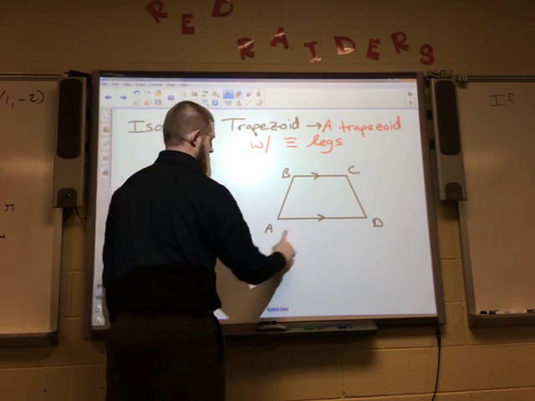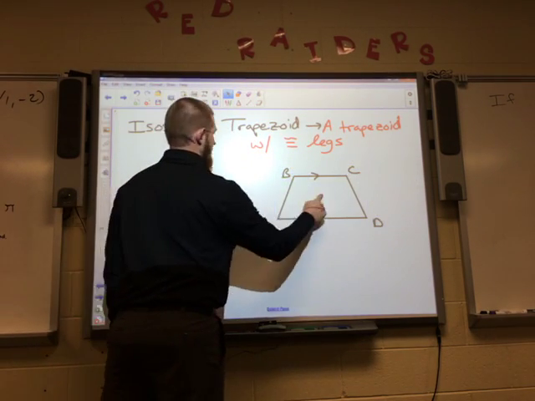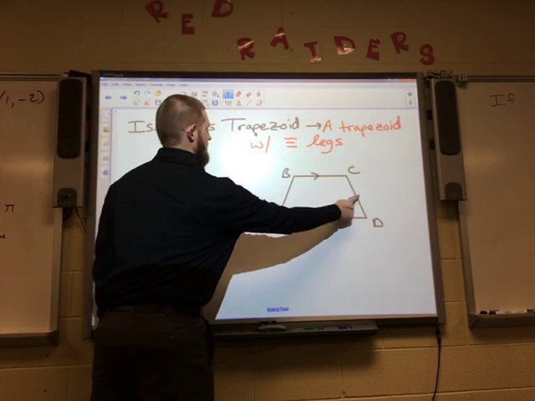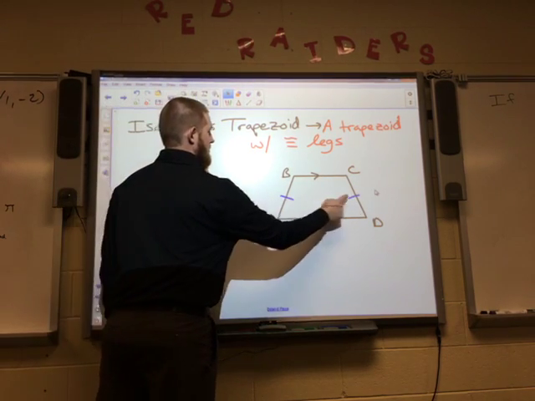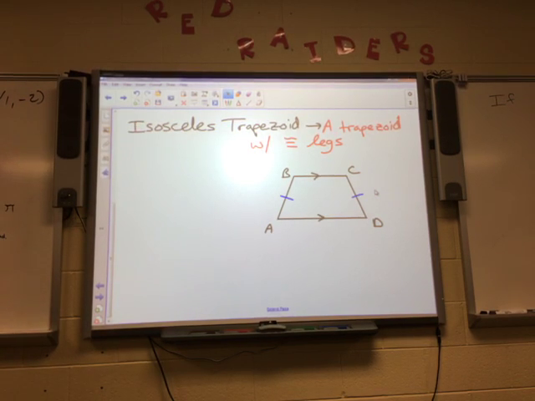Just for a second, copy this trapezoid. Use that in a little bit. Okay. That would be an isosceles trapezoid, which again, that's typically what we think of when I hear trapezoid, right? So you typically think of an isosceles trapezoid. Just remember, they don't always have to be isosceles.